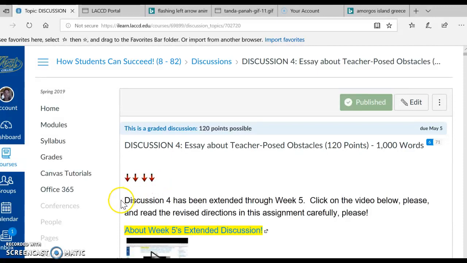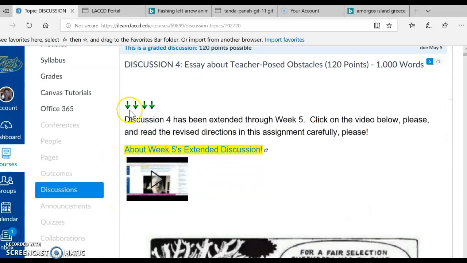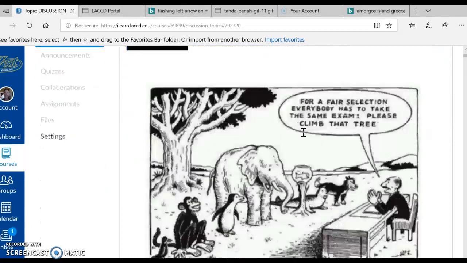All right, so let's survey this assignment. What do we have here? We have the downward pointing arrows alerting you to the fact that discussion 4 has been extended through week 5. Click on the video below, please, and read the revised directions in this assignment carefully, please. Okay, so about week 5's extended discussion. This is a video you are watching and listening to now. And what are the revised directions in this assignment? All right, let's scroll down and find out.